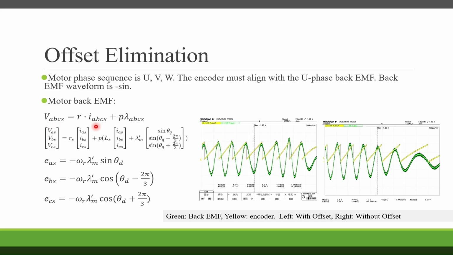So let's see this equation. And this part is this part. And it turns out this part is the motor's back EMF. So let's see these two charts or graphs. The green line is back EMF. The yellow line is encoder signal. And in this graph, there's offset. And in this graph, this is with correction, so there's no offset.